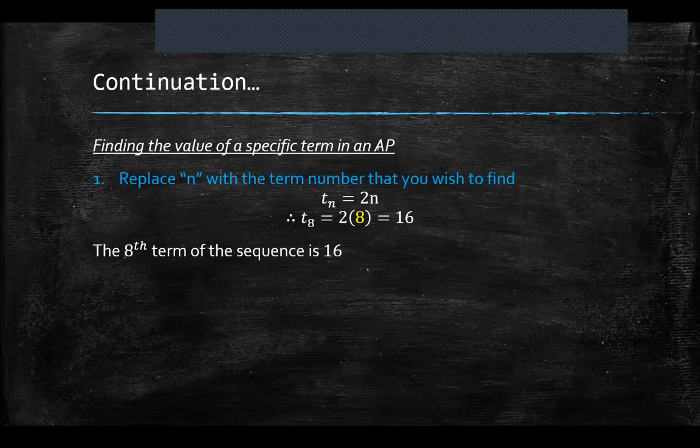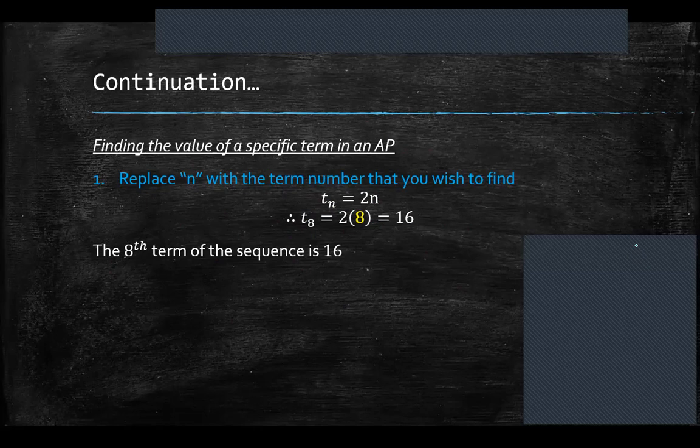To find the value of a specific term in an AP, just replace the n with whatever number you want to find. So they asked me for the 8th term, so instead of putting n, I'm going to replace that with 8. So T8, which means the 8th term, would be 2 by 8, which is 16. So the 8th term of this sequence would be 16. Do you understand that? Yes.